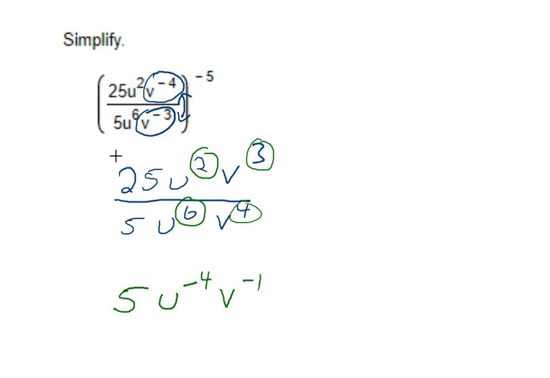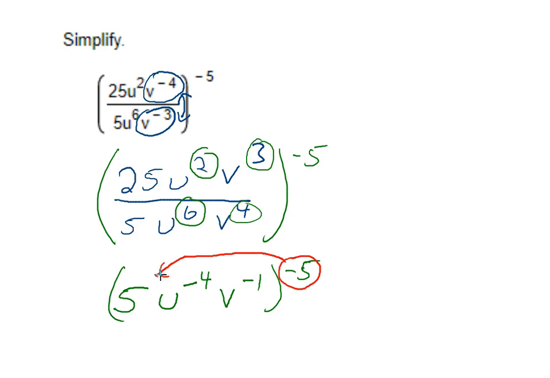This is still being raised to the -5th power. I probably should have copied that down here. Right? This whole thing's still being raised to the -5th power. So I still have that here. And then now what I'll do is I'll distribute this power of -5, just like we did in the last example. Right? And so it'll apply not just to the variables, but it applies to the number as well. All right, so we're going to get 5 to the -5th power.